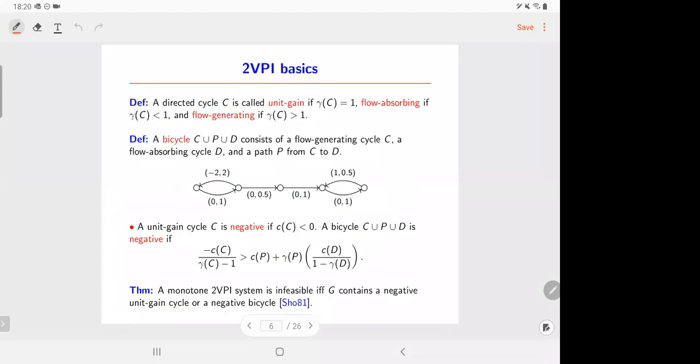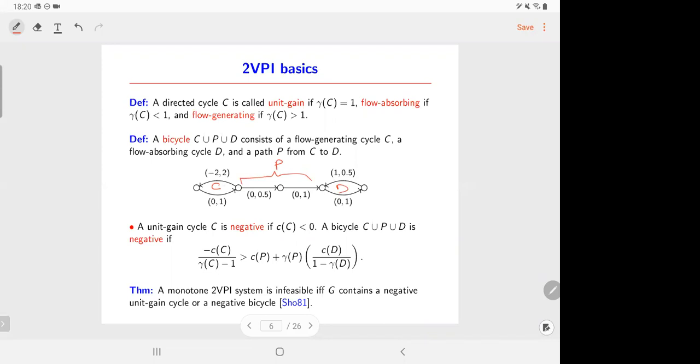We'll need a few more concepts. So if we look at a directed cycle C, we say that it's a unit gain cycle if its gain factor is exactly 1, flow absorbing if it's less than 1, and flow generating otherwise. And a bicycle consists of a flow generating cycle, a flow absorbing cycle, and a path connecting the two. So here's an example of a bicycle. Here we have C, P, D.